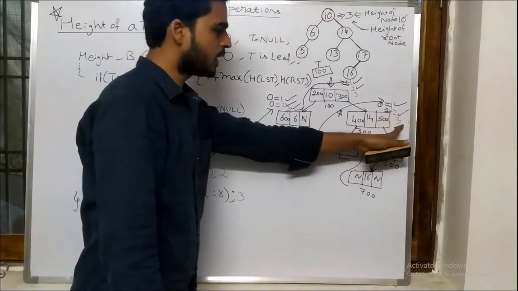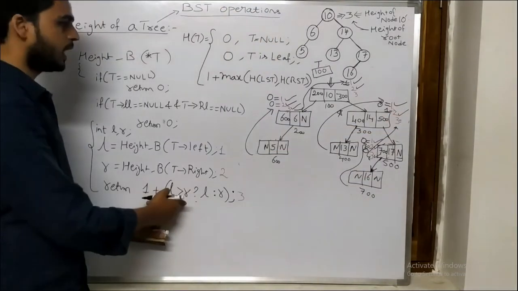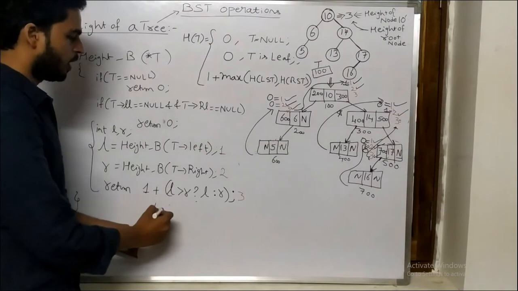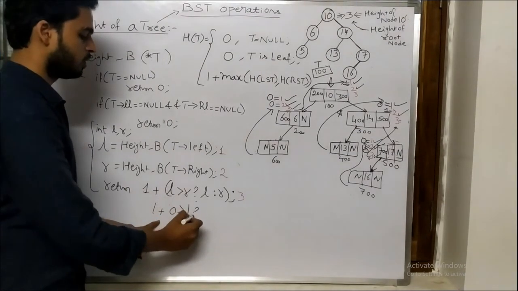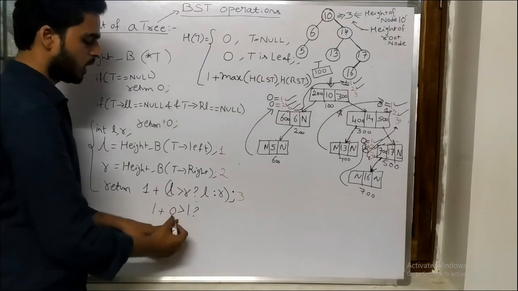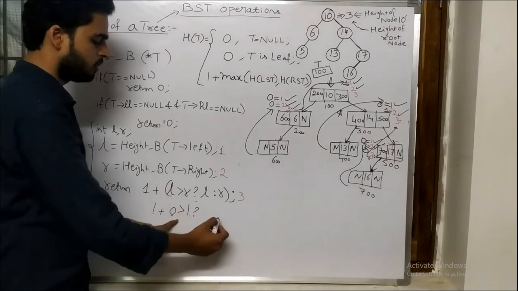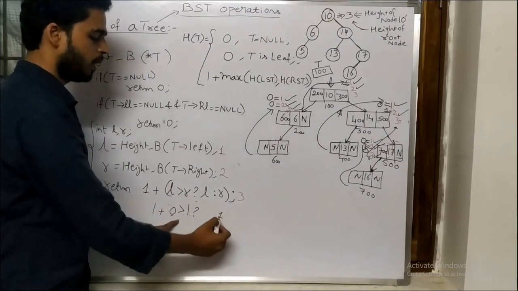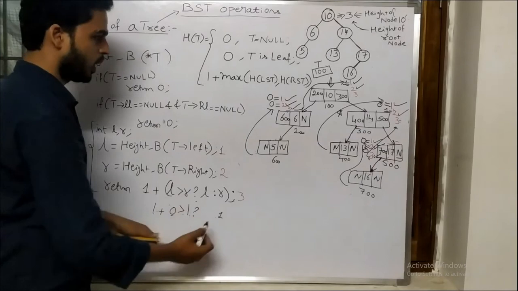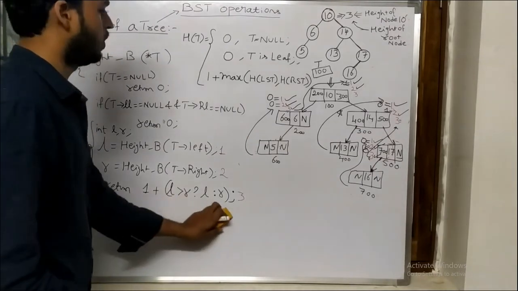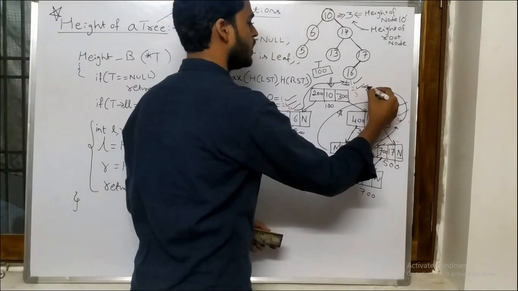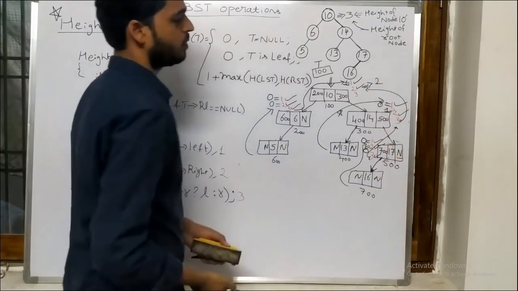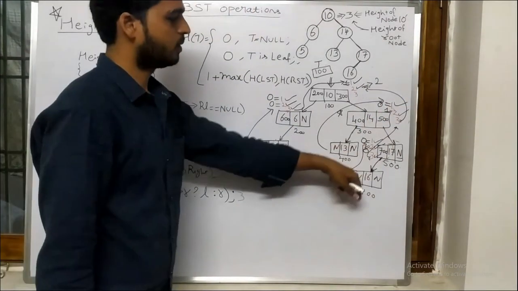Next, it is going to execute the third statement. What is the third statement? 1 plus maximum of L, R, right? What is L value? 0. R value is 1. So it is going to execute what statement? The condition L greater than R is failed, so it is going to execute R. So the maximum is 1, I mean 1 plus 1. It is going to return 2 to this particular statement.